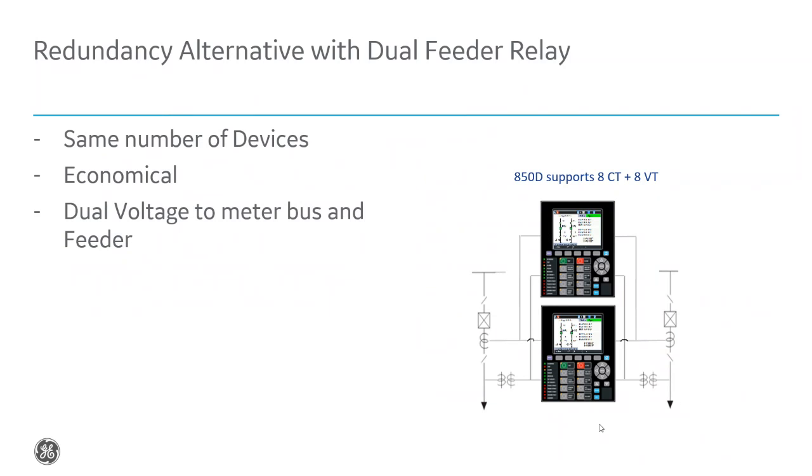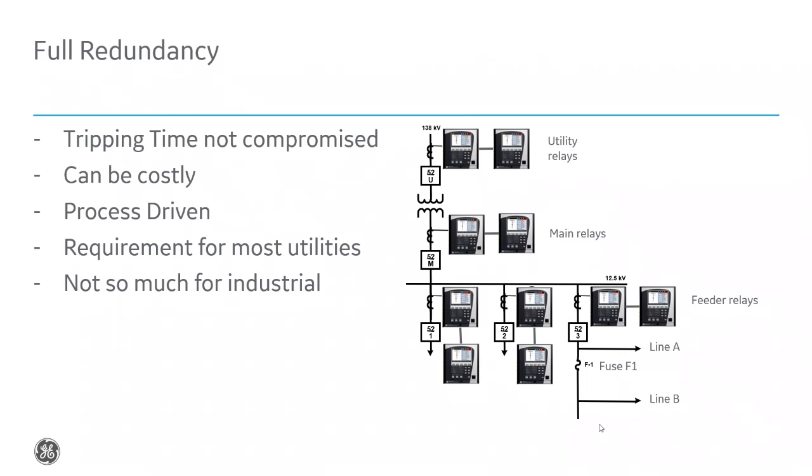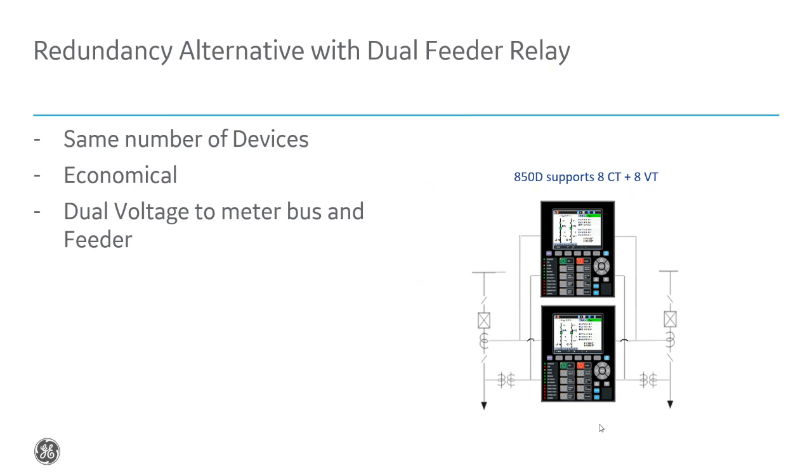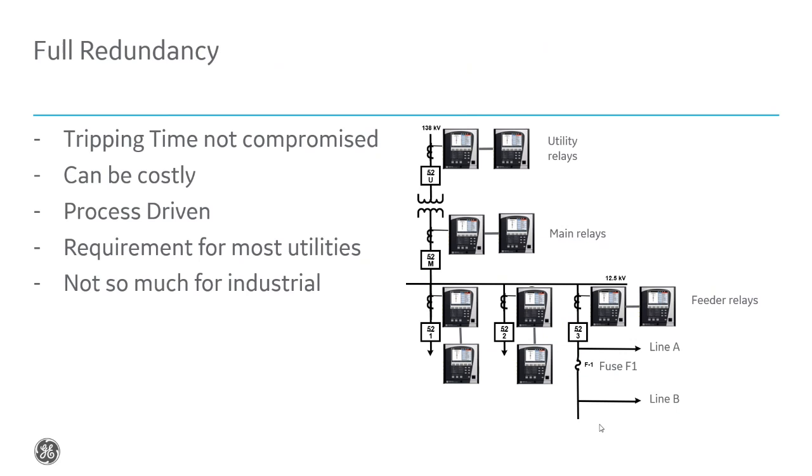However, we can have a compromise where we have redundancy with a dual feeder relay. Instead of having one relay protect feeder 1 and one relay protect feeder 2, this relay can protect 2 feeders. So if we have 2 relays that can protect the same 2 feeders, then we have redundant protection. If one of these relays goes down, we still have protection in the other relay for both feeders. Compared with the previous full redundant one, obviously that doubles the number of relays that you need.